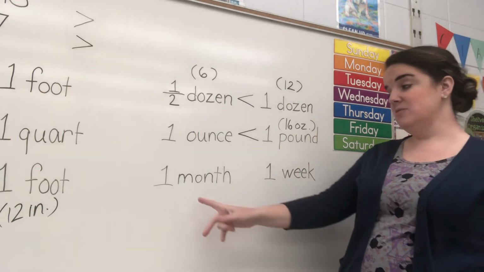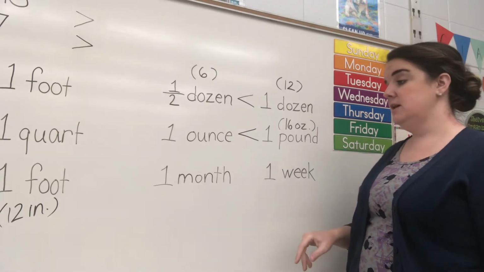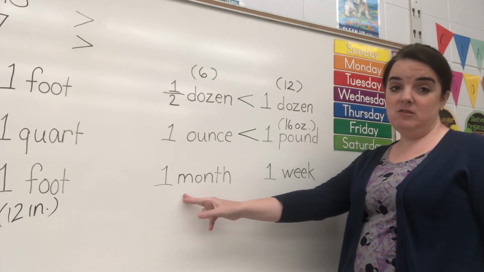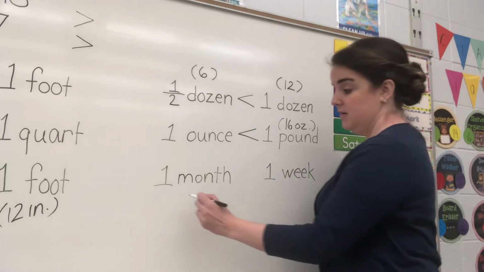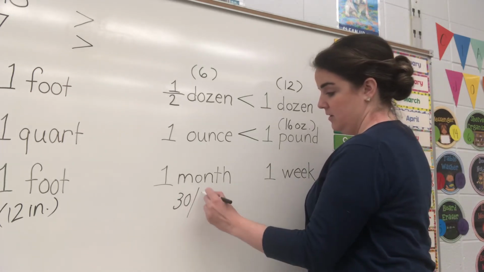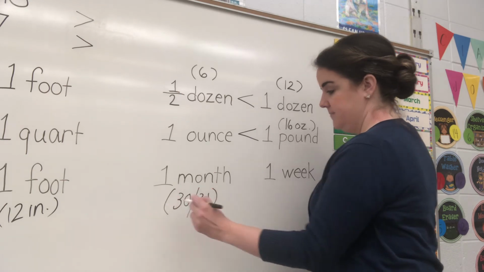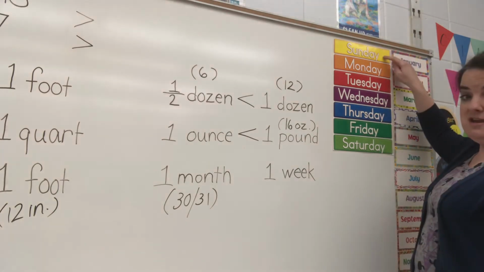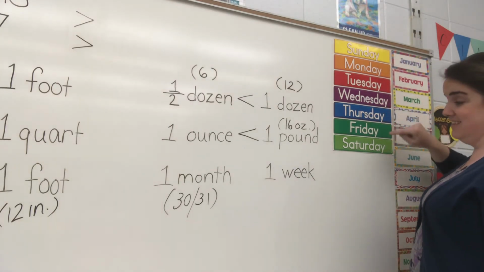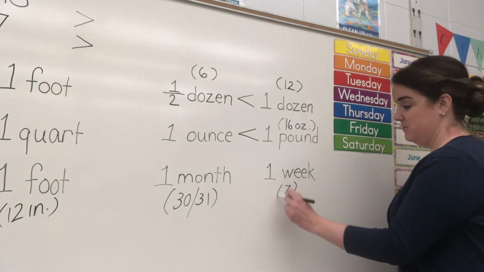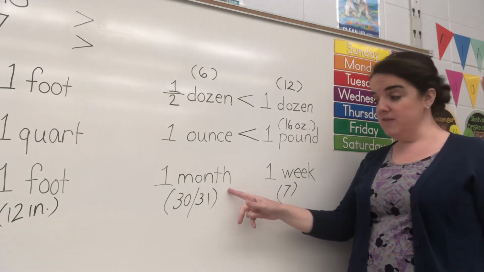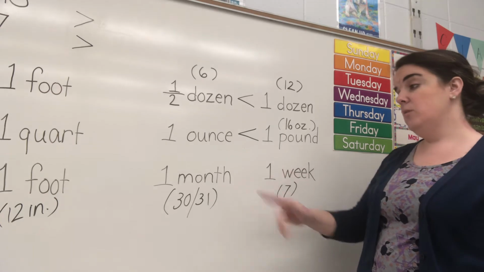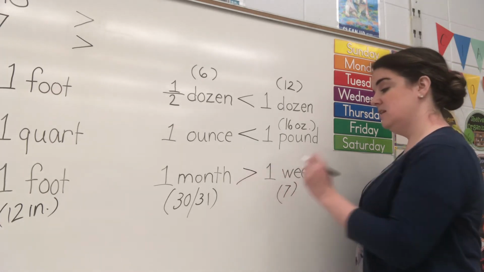All right, and then the last one, 1 month and 1 week. Now, let's see here. How many days are in 1 month? Normally, there are either 30 or 31, okay? Now, how many days are in 1 week? Here's our days of the week. 1, 2, 3, 4, 5, 6, 7. There's only 7 days in 1 week. So is 1 month greater than 1 week, or is 1 month less than 1 week? And the correct answer, 1 month is greater than 1 week.